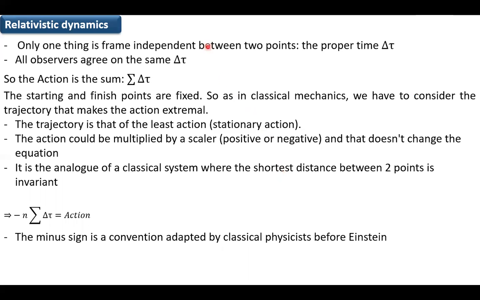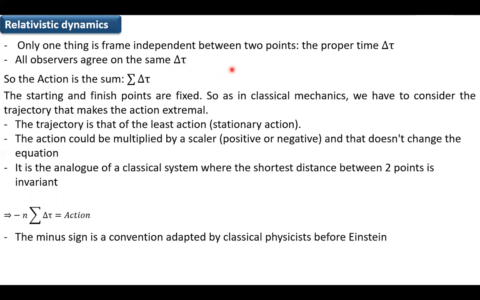Okay, we know about invariance between 2 points, and the most important and the most famous invariant quantity is the proper time, which is the only quantity that we can use in such calculations and in this type of equations. So the proper time, delta tau, is the same in all inertial frames, which means that all inertial observers will agree on the same quantity delta tau, which is the proper time.